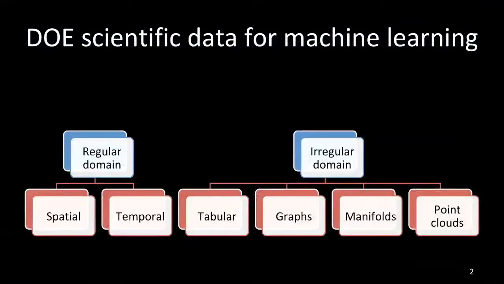Broadly speaking, the DOE scientific data for machine learning can be grouped into two major classes. One, regular domain, where we have spatial data, a lot of images. Images have a lot of spatial correlation, and convolutional neural nets and deep learning exploit this property, the spatial correlation in images, and hierarchically build features, and then extract information from those features. Either you can use that for classification or further analysis.